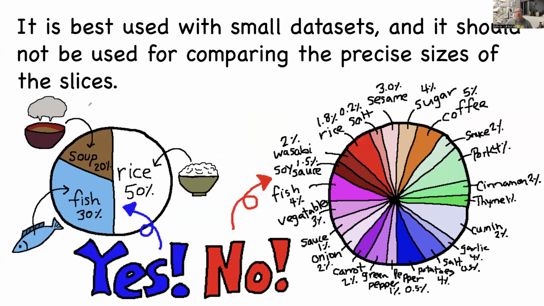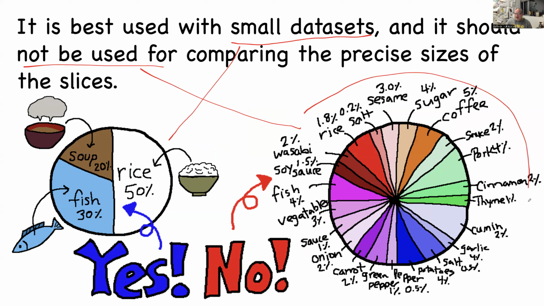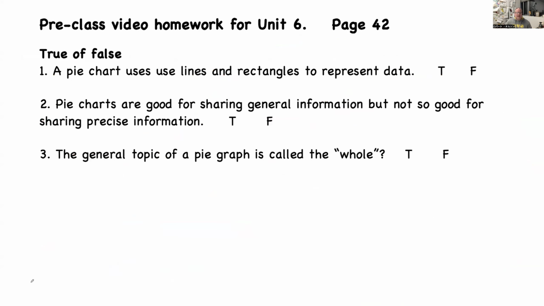It is best when used with small data sets, and it should not be used for comparing the precise sizes of the slices. For example, small data sets. This is good. You have 3 data sets. This is bad. Too many data sets. It's very, very difficult to understand. Okay? So small data sets, pie charts are good. Big data sets, not so good. Okay, so one more time.